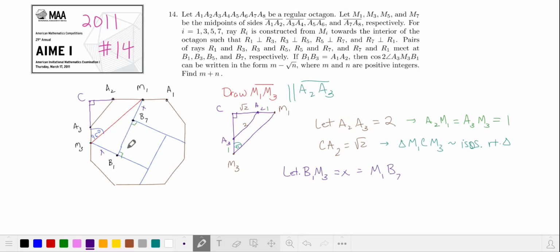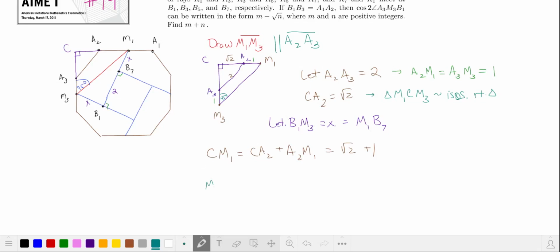The side length of our octagon is the same length as the side length of our square. That's 2, so I'll put that in here. Since the distance from C to M1, this is root 2 plus 1. Then the distance from M1 to M3, it's this length, root 2 plus 1 times the square root of 2.